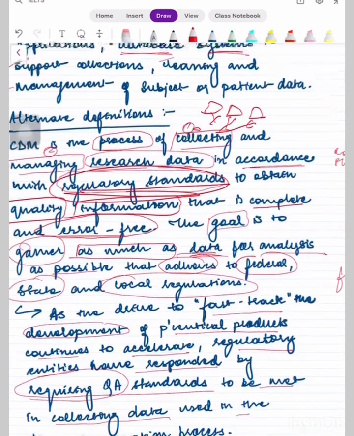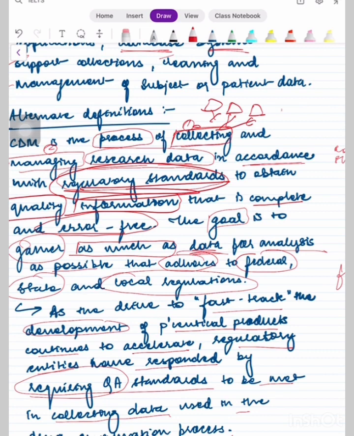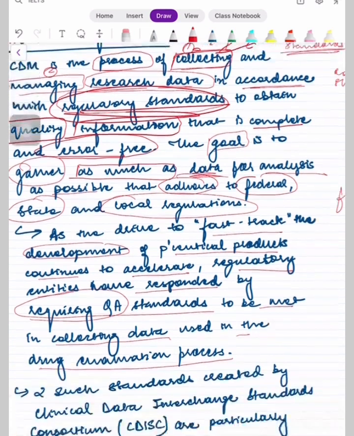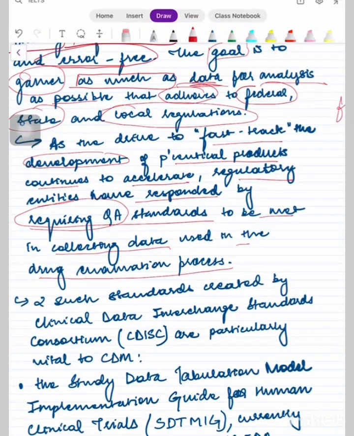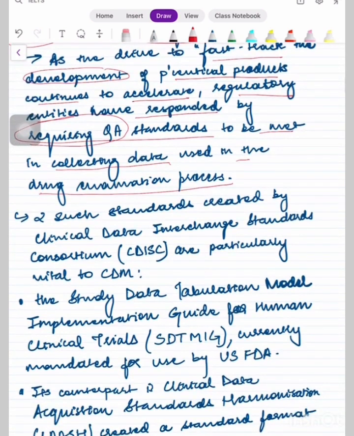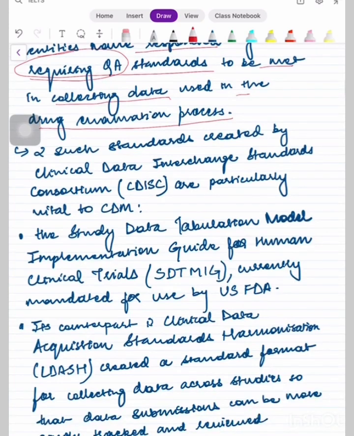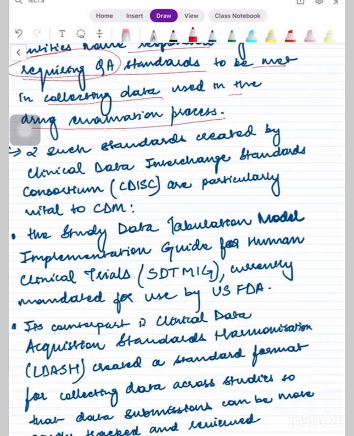While you are collecting and managing the data, the QA standards should be matched so that there is error-free data management, and in turn it helps in the accelerated drug development and evaluation process. Two such standards created by the Clinical Data Interchange Standards Consortium, CDISC, are particularly vital to CDM. Now what are those two standards?